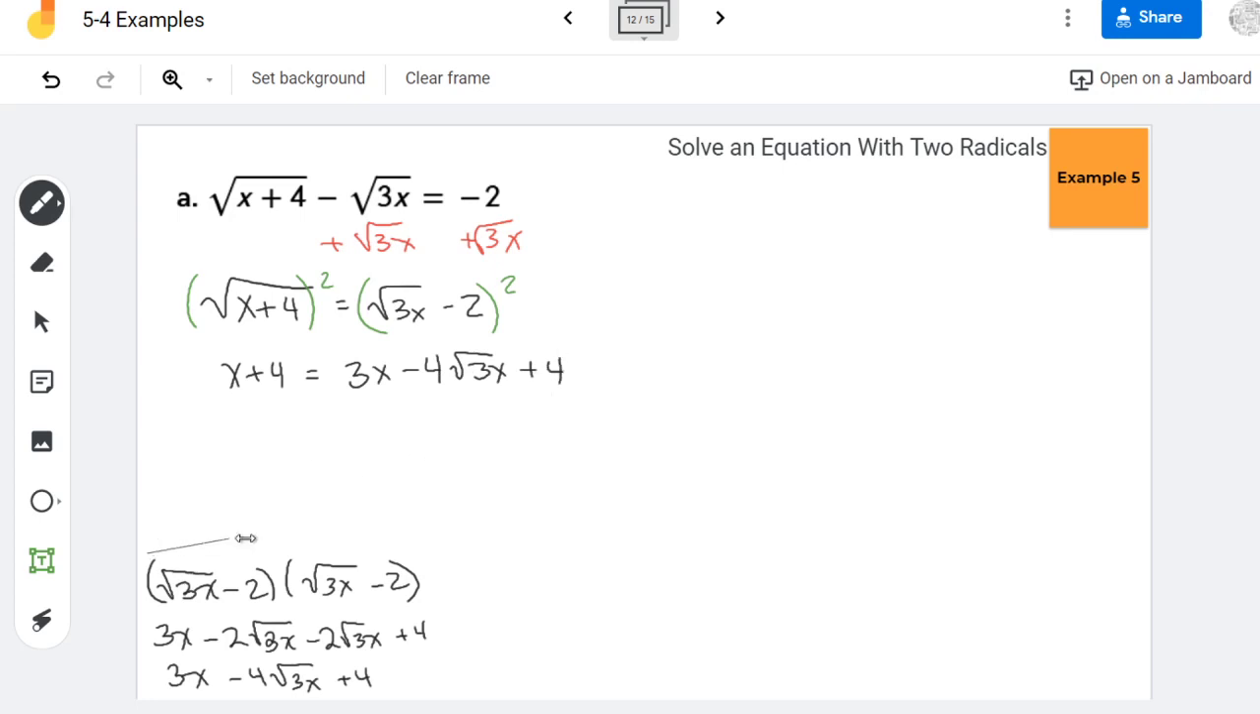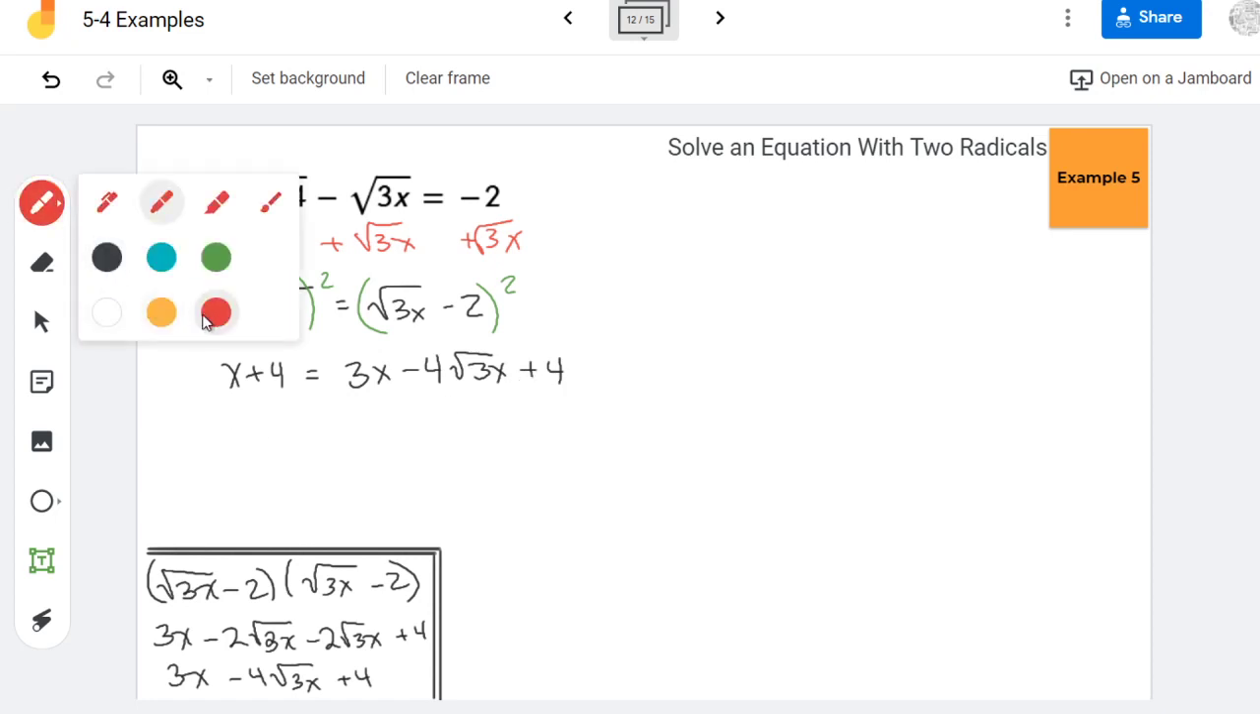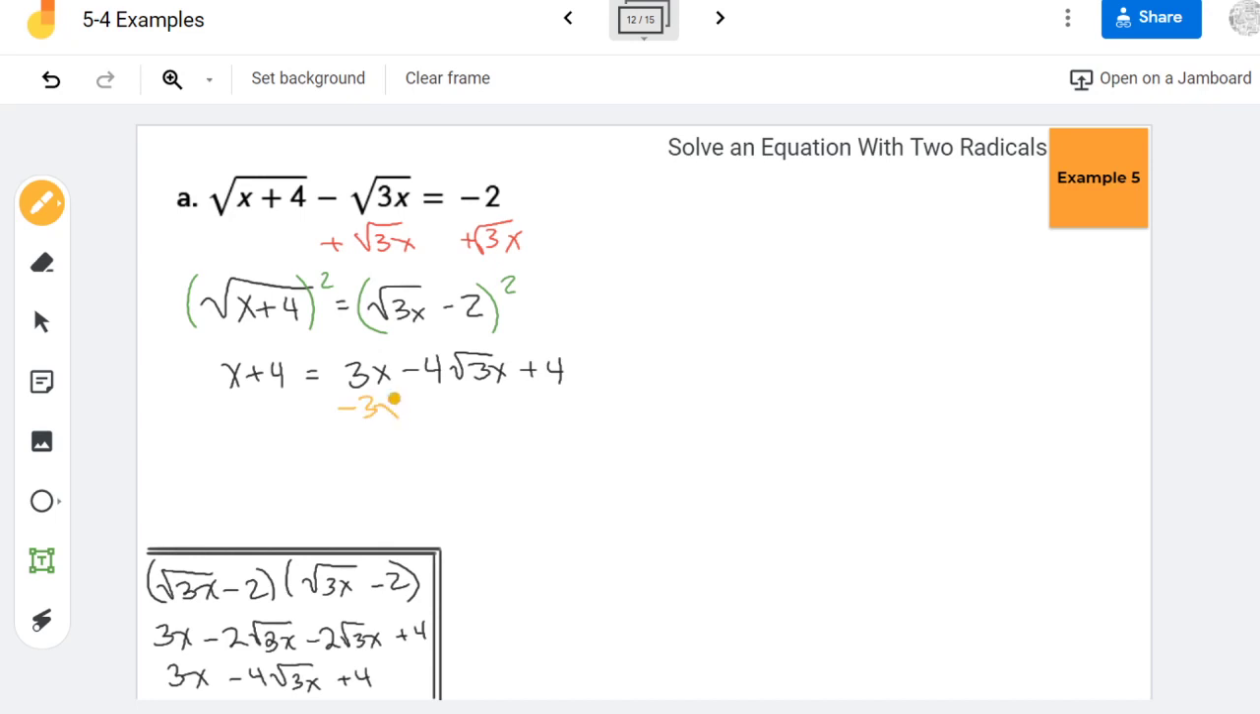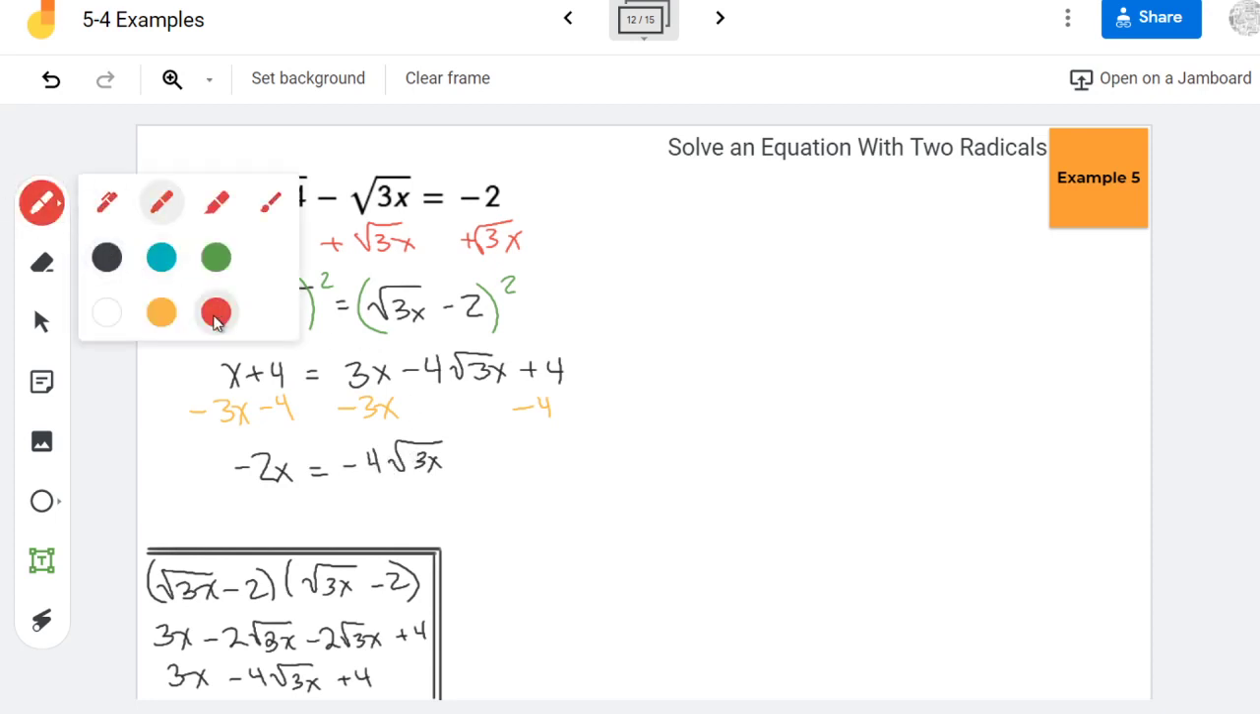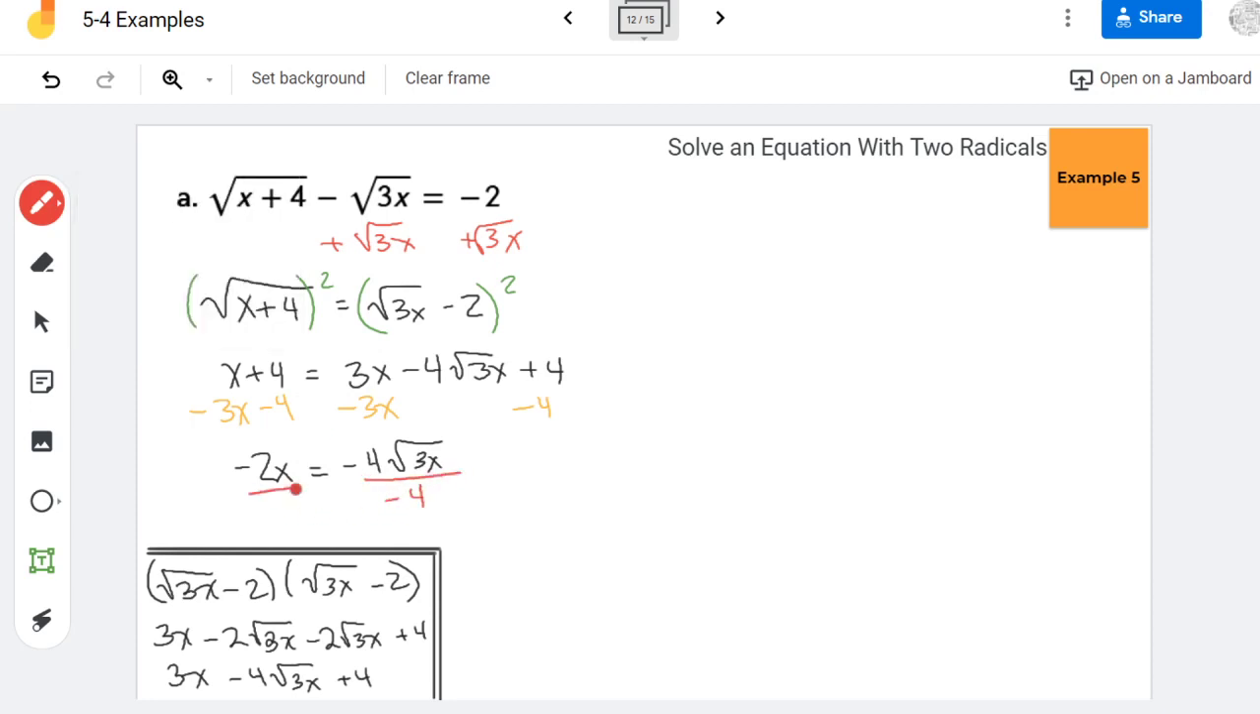All right, so now remember, now we have one equation, and on that one equation, we have one radical. So we need to get the radical alone. So now let's get rid of some stuff. I know the 3x has to go, and I know the 4 has to go. So x minus 3x is negative 2x, and my 4's cancel. And here I have negative 4 root 3x. So that negative 4 is multiplying to the 3x. So to get rid of it, or to undo it, I'm going to divide by negative 4.